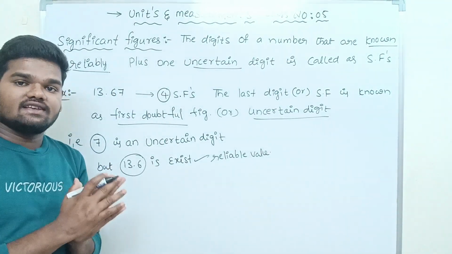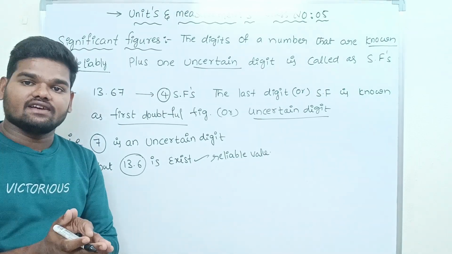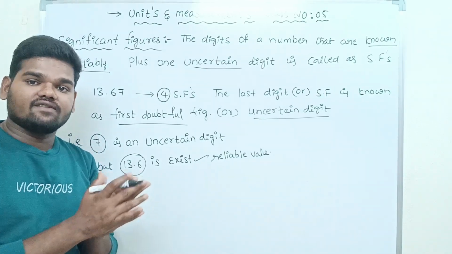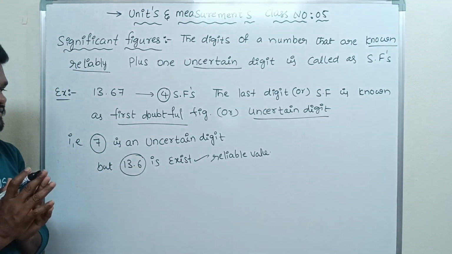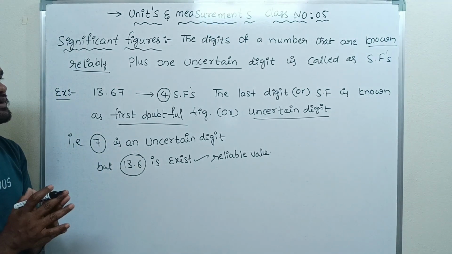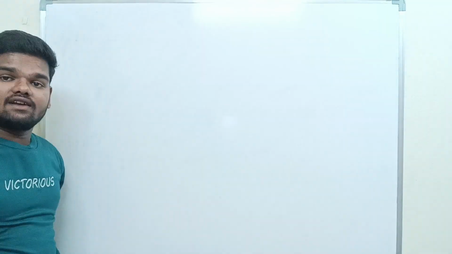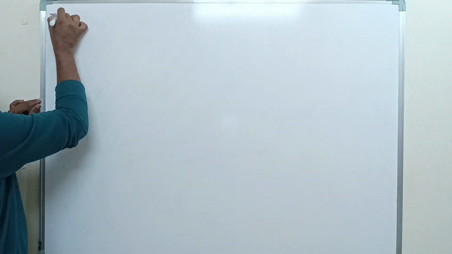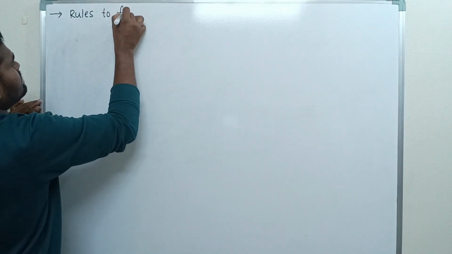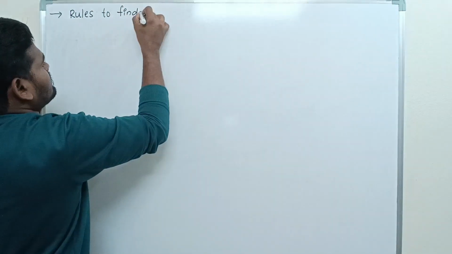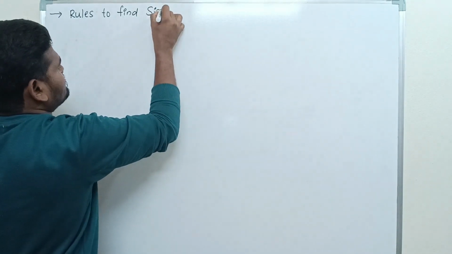Now let us see the rules to find the significant figures. How to find the significant figures? What are the rules? Let us see. Pause the video and write the notes. 3, 2, 1, go. Rules to find significant figures.